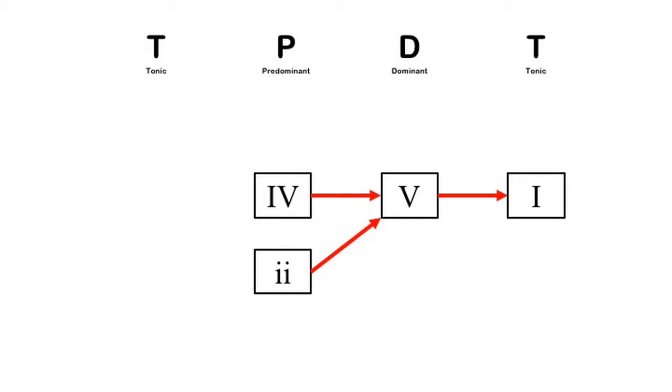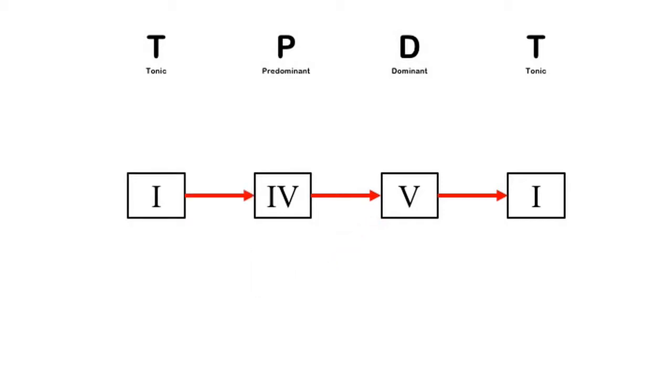We typically precede the predominant with a tonic chord. So the entire tonic, predominant, dominant, tonic progression might sound something like this. 1 to 4 to 5 to 1 is what we typically call the primary triads in the tonic, predominant, dominant, tonic progression. Within this system, we have several opportunities for substitution.